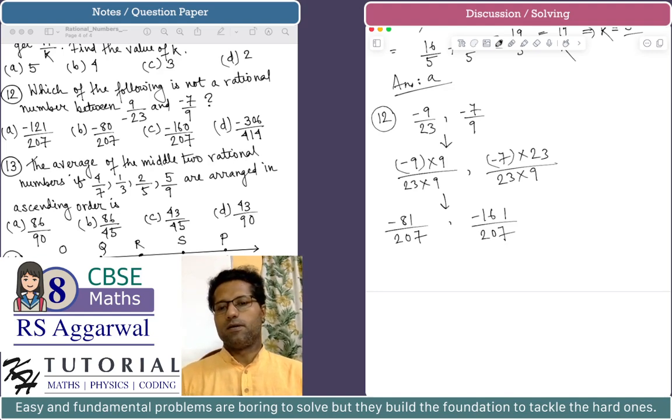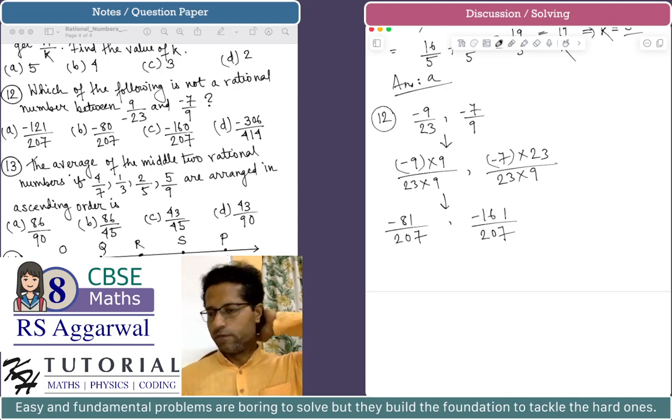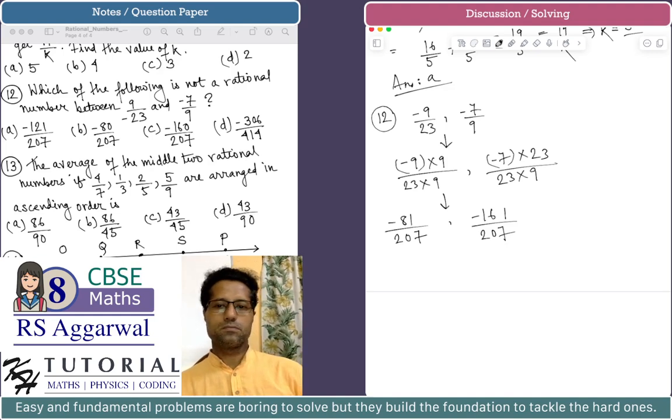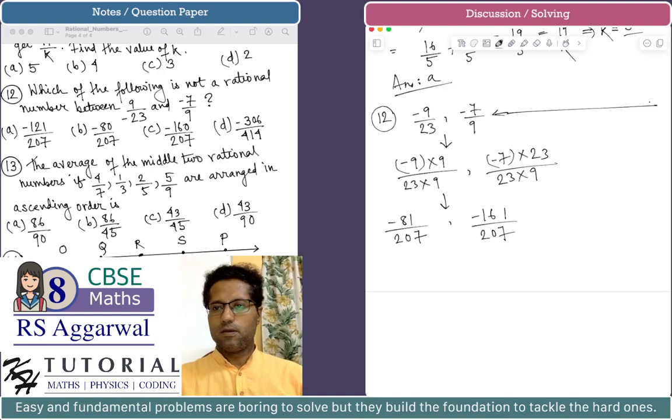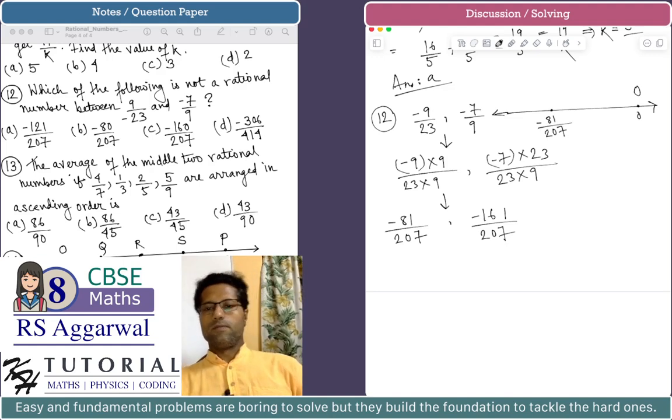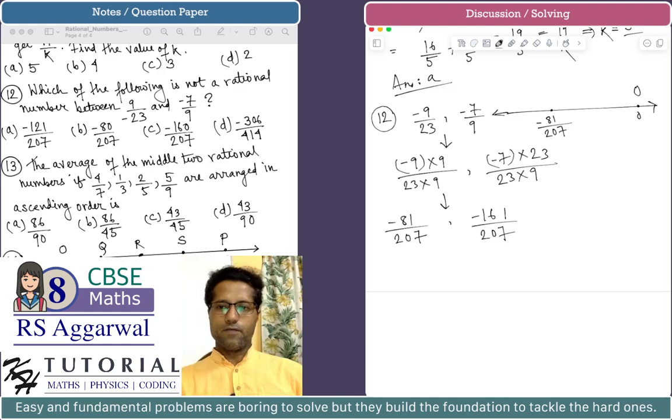Minus 81 by 207 is larger than minus 161 by 207. Now if you visualize the number line, these two are negative rational numbers. Let's say this is the origin 0, and let's say this is minus 81 by 207. So the number minus 81 by 207 is definitely greater than minus 161 by 207.